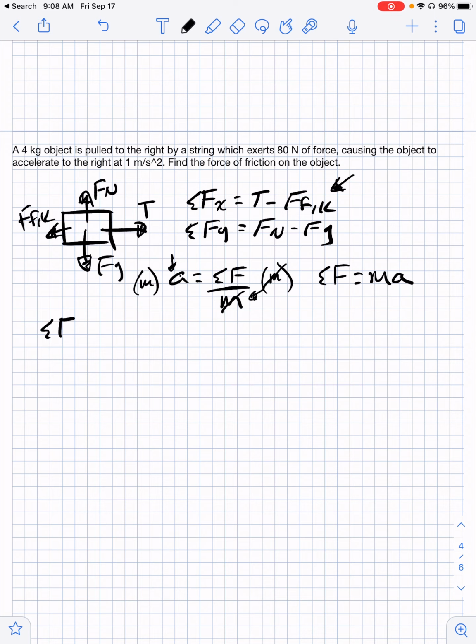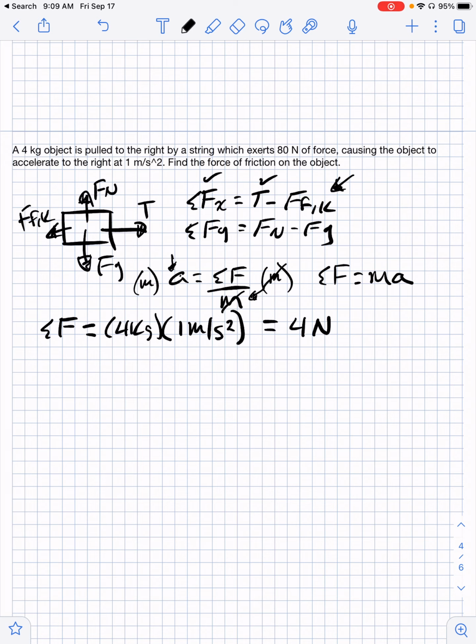So let's plug in what they told me. They told me that the mass is 4 kilograms, and they told me the acceleration is 1 meter per second squared. So then my net force is just equal to 4 newtons. Remember, 1 kilogram times meter per second squared is just a newton. So now we know the net force. Put a check there. They told me the tension, I'll put a check there. So we can solve for the friction using that net force equation.